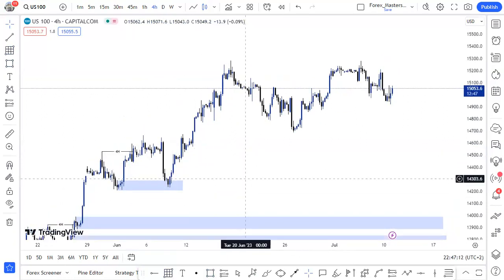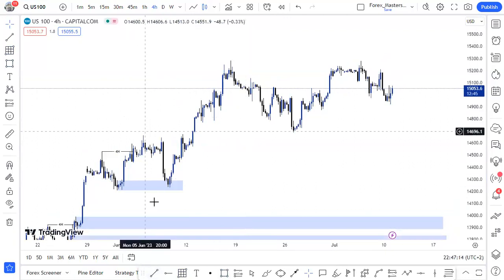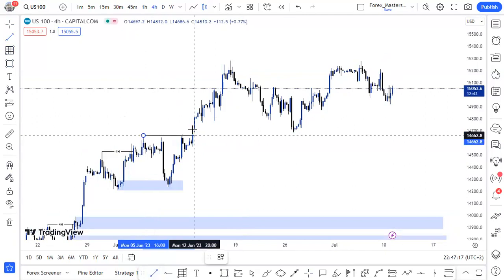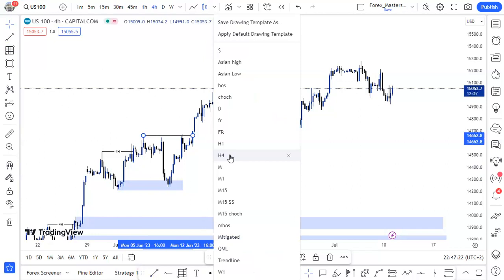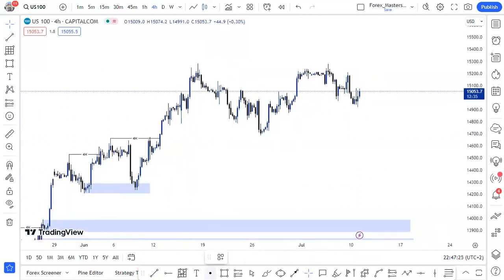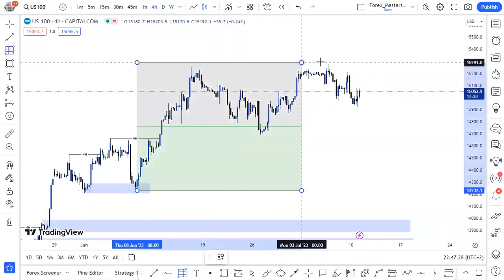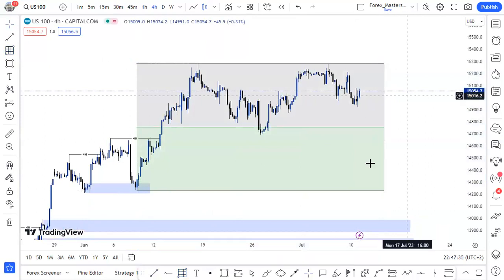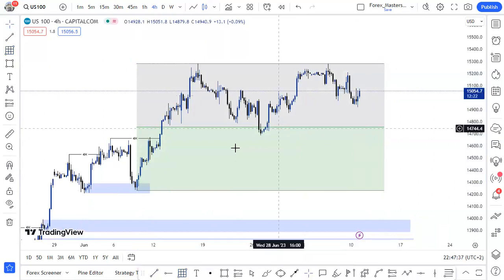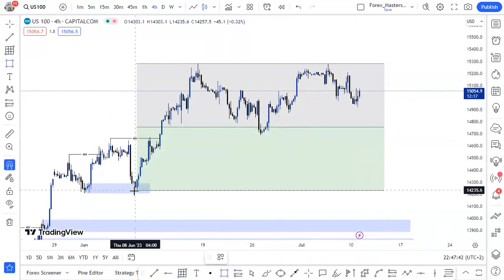And again, we break structure here. And after we break structure, we put our gun box again from this low. So this is where price currently is. We have not yet moved out of this range. So price came, and you can see we have zones right here.